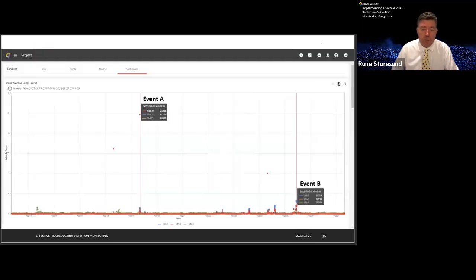This slide shows a dashboard view of the INZWA Cloud Data software page, and I've highlighted 2 events on the screen. Event A, which had a PPV value of about 2.4 inches per second on device 2, and a second event B that registered a PPV value of about 0.3 inches per second on device 1.